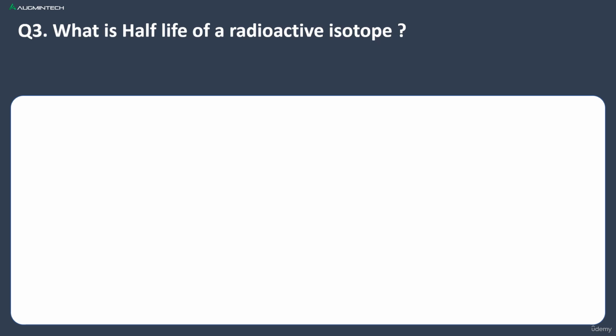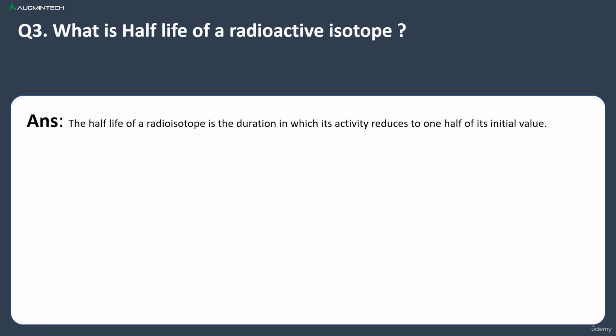Now let us go to our next question. So the next question is, what is the half-life of a radioactive isotope? You can say that the half-life of a radioisotope is the duration in which its activity reduces to one half of its initial value.